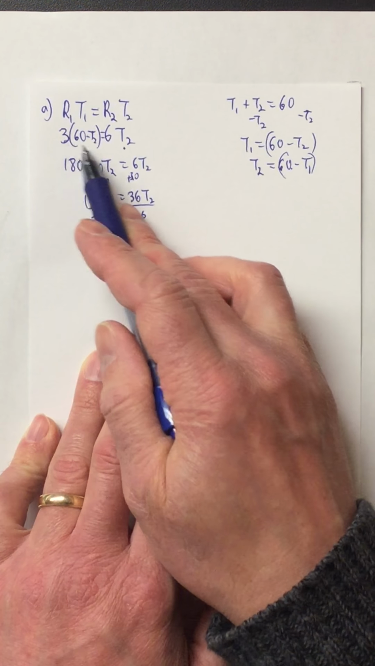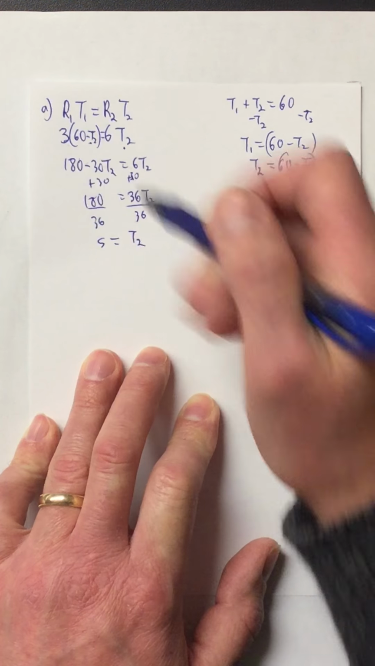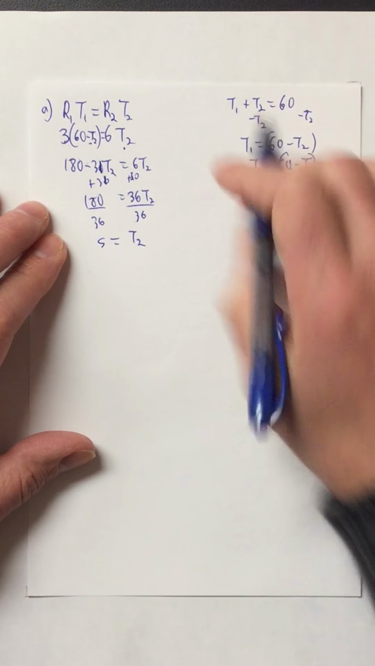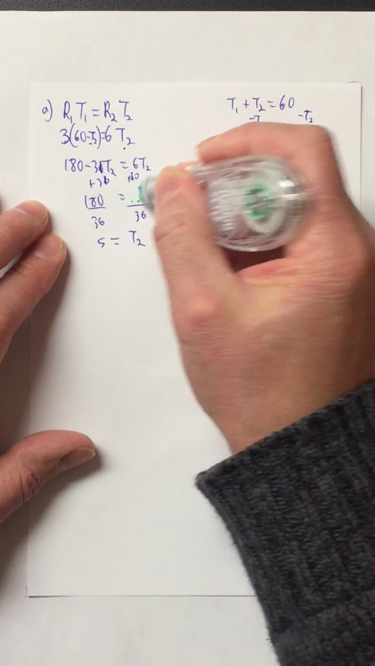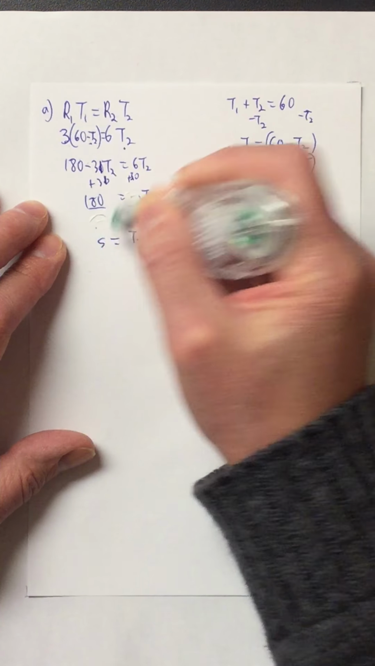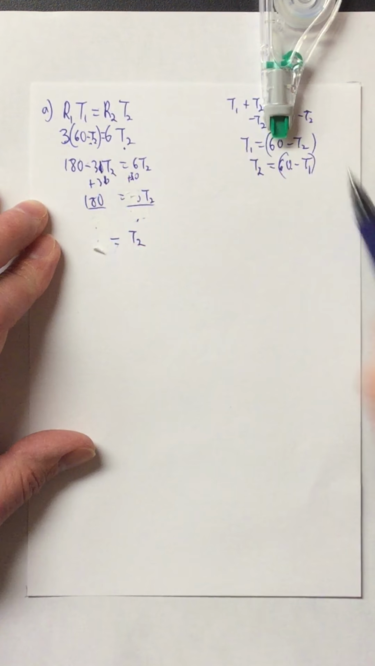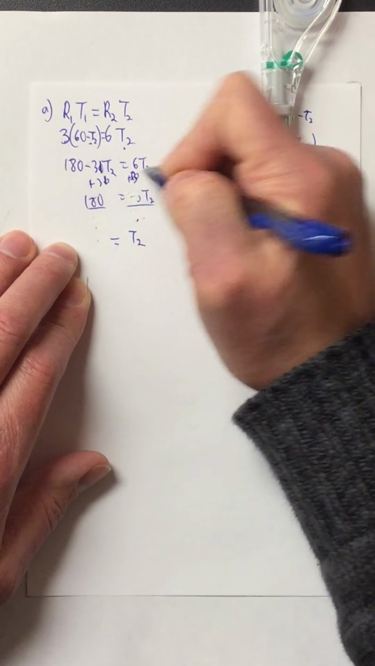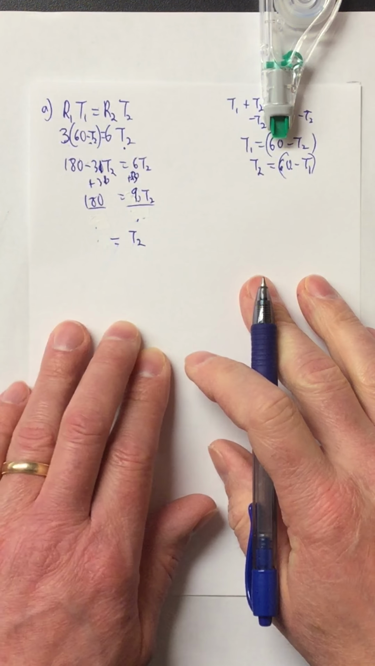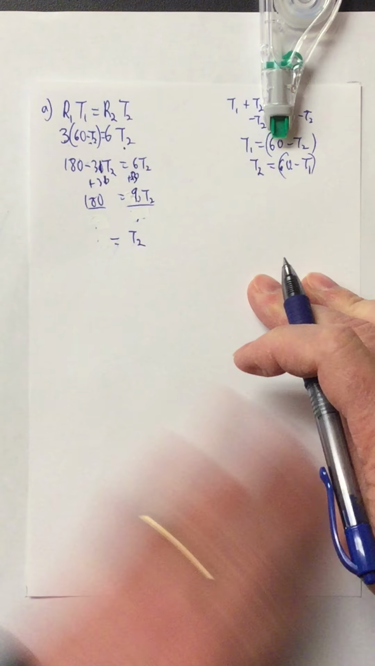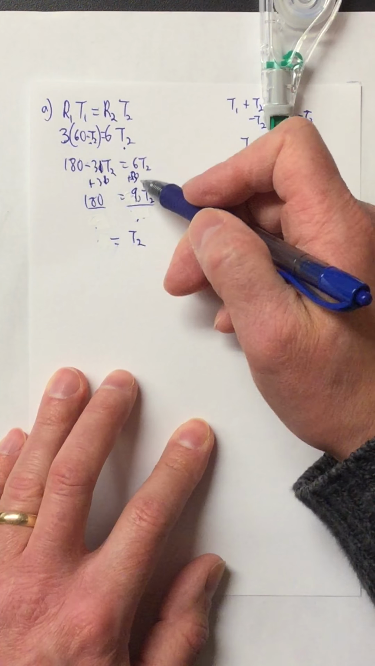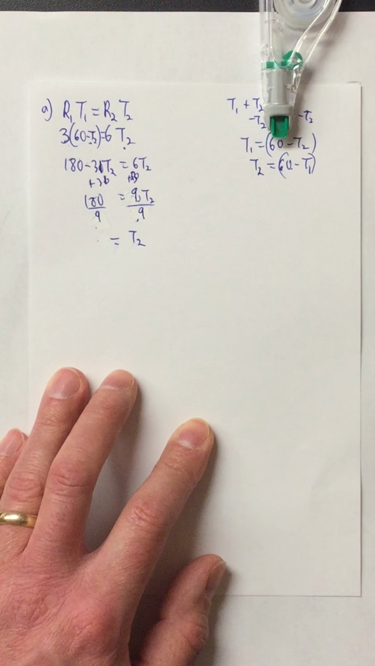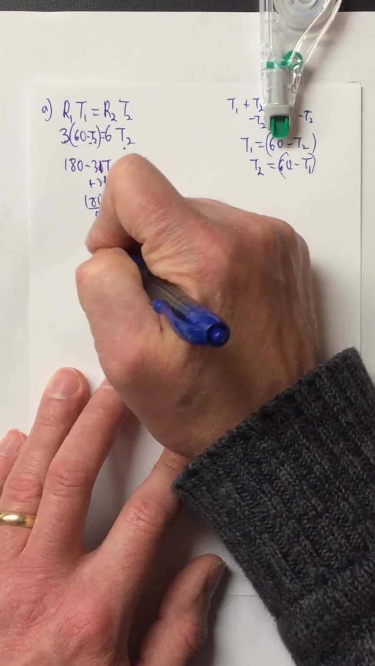3 times T is not 30, it's 3. Okay, let's back up a little bit here. Okay, add 3 to both sides, add 3 to 6, we get 9T. There we go. All right, not 30, 9T. And if we divide both sides by 9, that gets us our correct answer, which is 20.